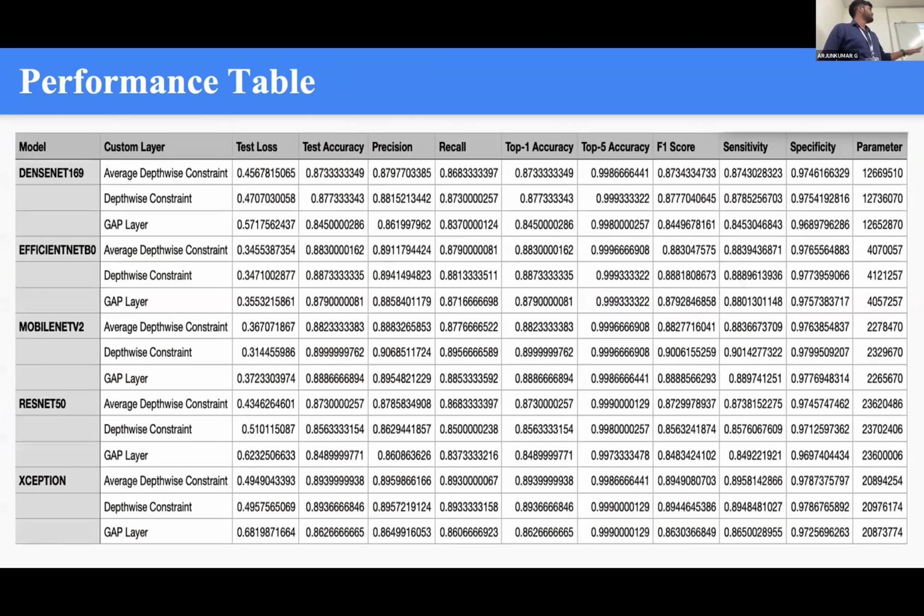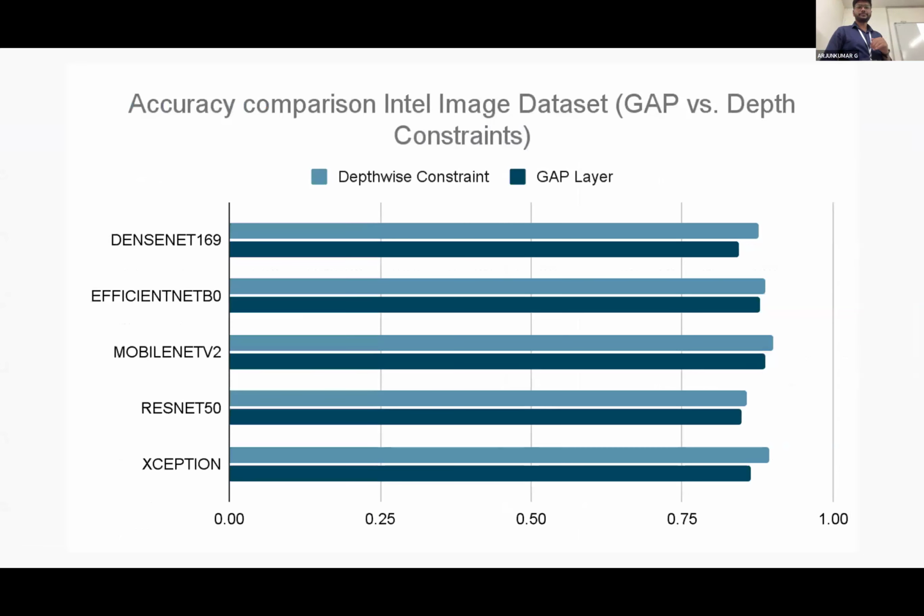This is the performance table which I created. As you can see, it consists of all the results on the test dataset from the MIT and the Intel image dataset. It has all kinds of parameters which we can see: test loss, test accuracy, precision, recall, top 1 accuracy, top 5 accuracy, F1 score, sensitivity and specificity, and also the parameters. So as you can see here, EfficientNet has the second lowest number of parameters, followed by MobileNet, which has the least number of parameters.